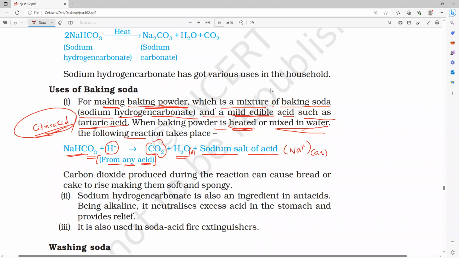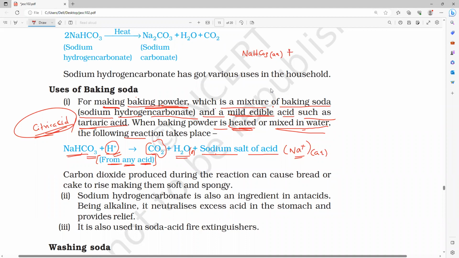Now, the acid. If I use tartaric acid here, let us see what is that sodium salt of acid. Okay, so write the equation, I will teach you. So sodium hydrogen carbonate, NaHCO3. NaHCO3 reacts with tartaric acid.